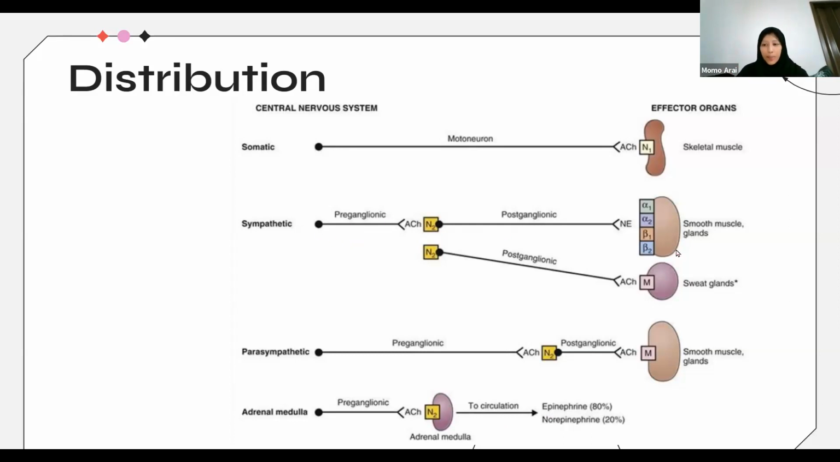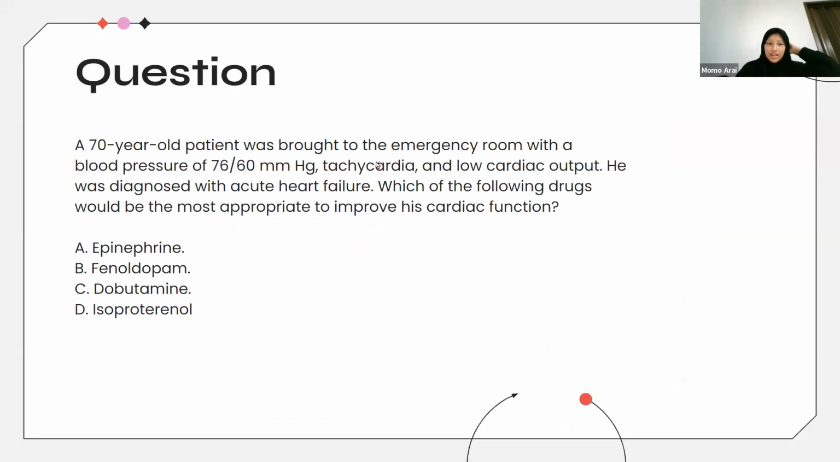Sympathetic, you have, again, adrenergic receptors. We talked about them a lot: alpha 1, alpha 2, beta 1, beta 2. And sweat glands are also supplied by acetylcholine, if you remember that. And the major neurotransmitter everywhere else is acetylcholine. Okay, so this is the distribution in the autonomic nervous system.